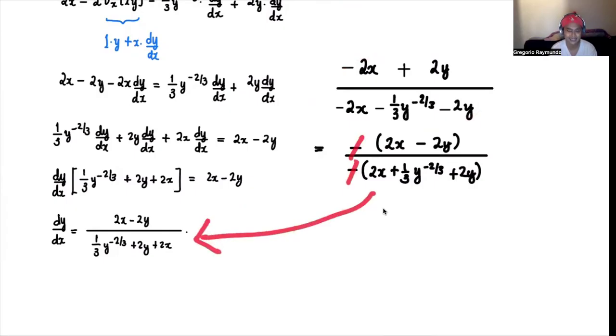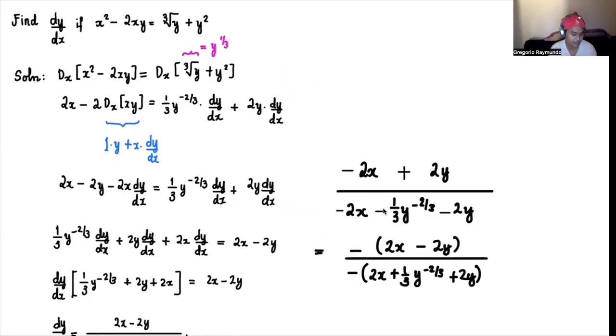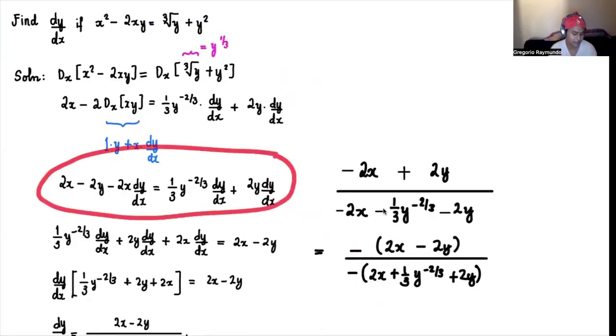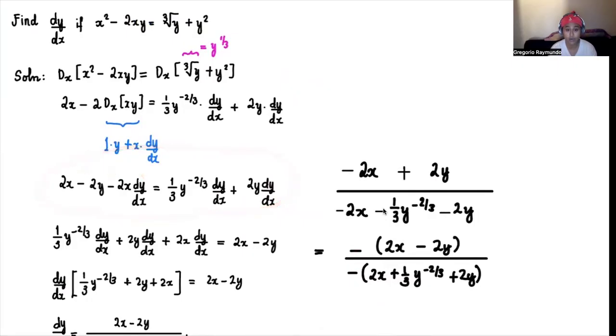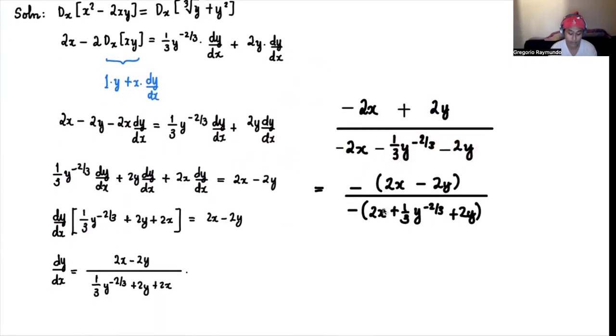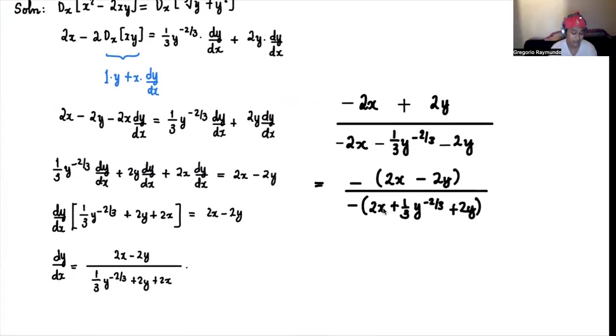Yun yung shortcut. Okay? You can start here, tapos tingnan mo na lang yung mga may dy over dx, tsaka walang dy over dx. Ilalagay mo sa numerator or denominator. That's the quick way. Or, if you don't want the quick way, edi itong long way. Hindi siya time-saving, pero at least, gumagana pa rin yung method.